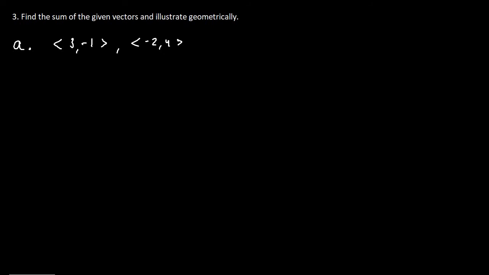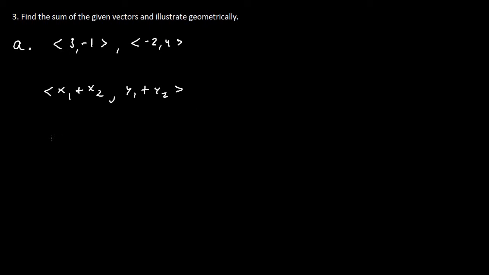So let's say for number 3 we have to find the sum of the given vectors and illustrate geometrically. So for A we have the two vectors. The first one is 3, negative 1 as its component form, and the other one has negative 2, 4 as its component form. So whenever we add vectors, we're just going to add the x components, so x1 plus x2, and we're also going to add the y components. And that's how you find the sum of the given vectors.